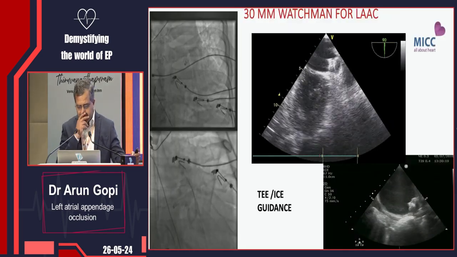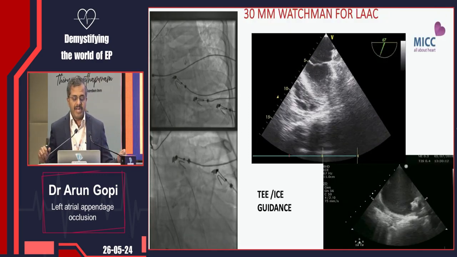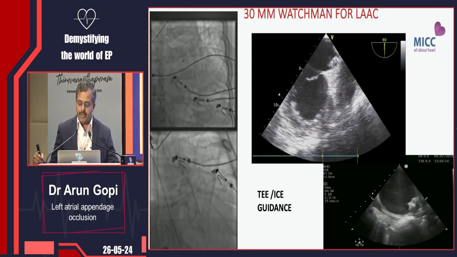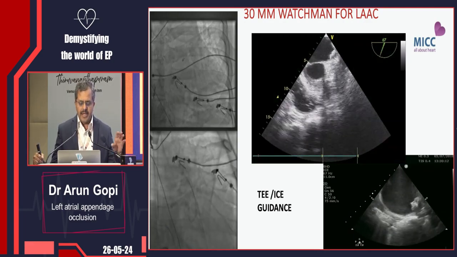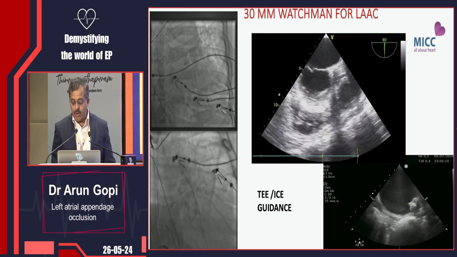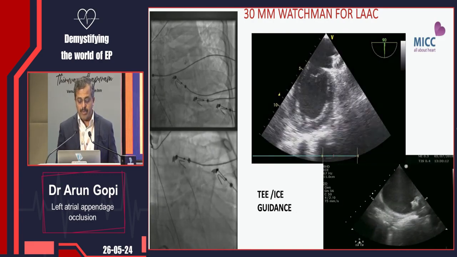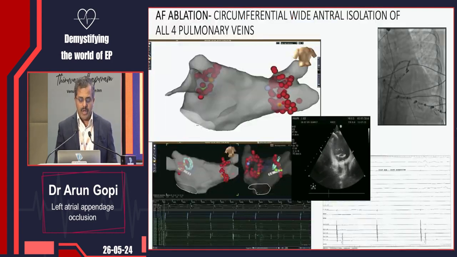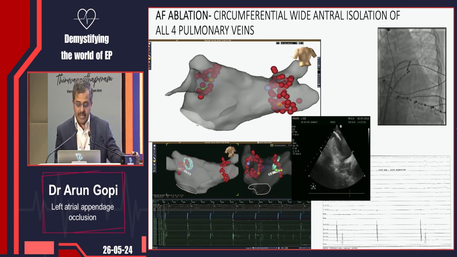So this was our index patient, who was troubled by both atrial fibrillation and recurrent episodes of neurovascular ischemia, not tolerating any form of oral anticoagulant. He underwent closure of the left atrial appendage with a 30 mm Watchman under transesophageal echo and intracardiac echo guidance, and also a concomitant AF ablation with all four veins isolated with RF ablation, again under intracardiac echo guidance, in a single procedure.